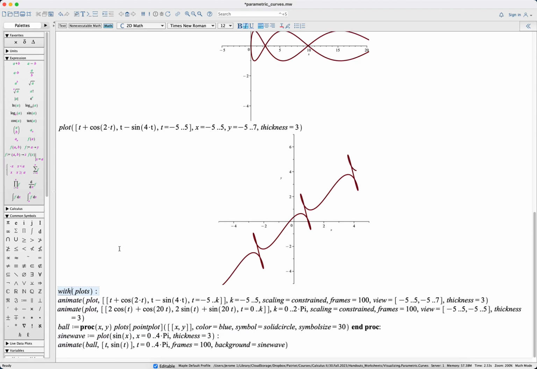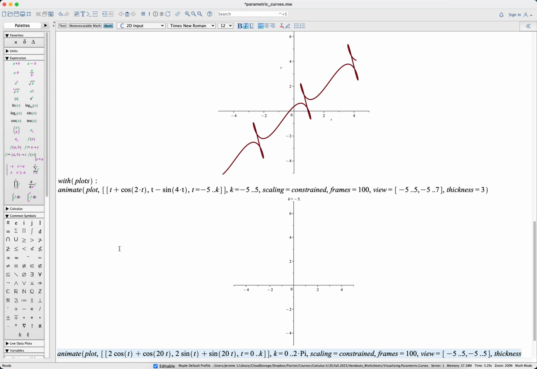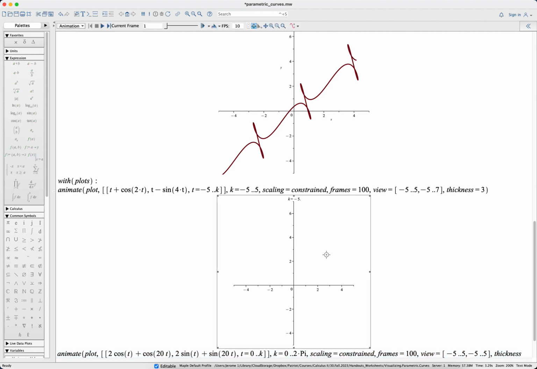All right, so we have 3 more. The other 3 are animations, right? So that's why the command is a little bit more involved. And when I hit enter, you're not going to see anything. You're like, wait, where's the animation? Well, animations have to be played. So I'm going to select my plot, and up here I'm going to adjust the frame rate to make it just a little bit slower. I'm going to do 5 frames per second, and then I'm going to hit play, and then we'll see what this parametric curve looks like.